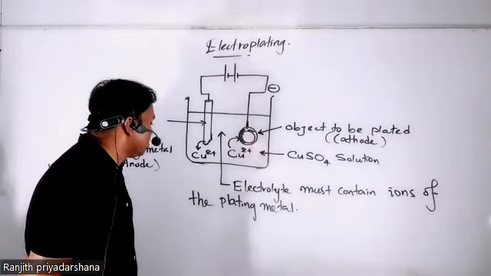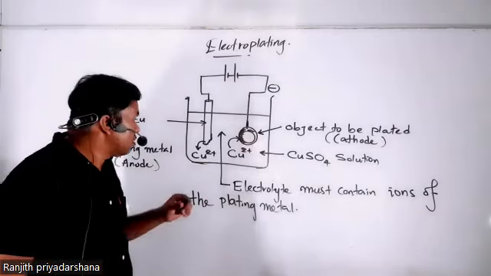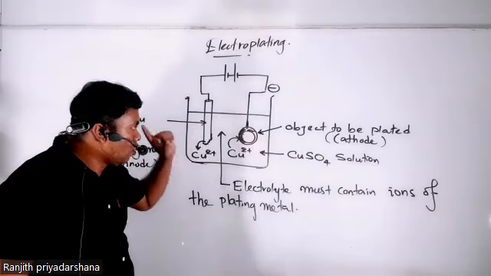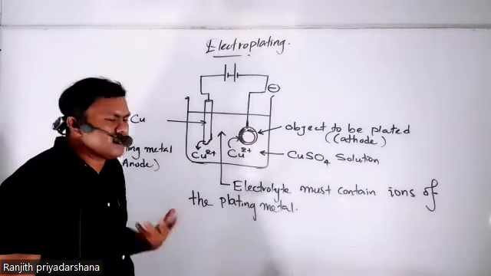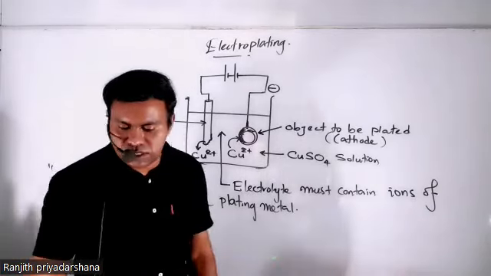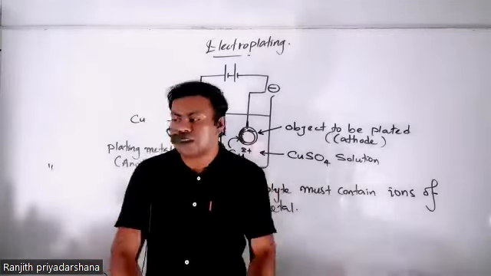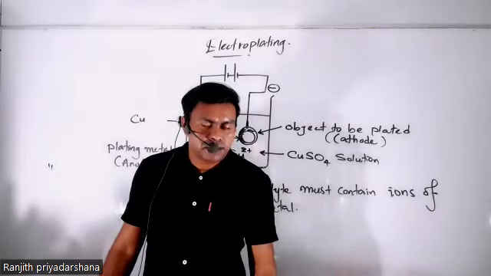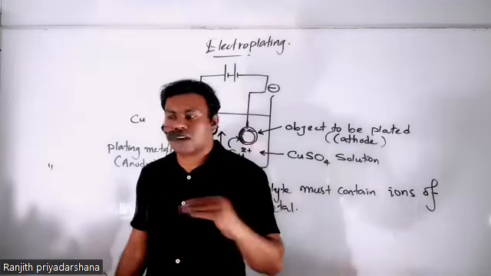Okay. So if you want to plate whatever the metal on an object, that object may be plastic or whatever the material. But before that, you have to apply a graphite layer, next a copper layer, then a nickel layer, finally a chrome layer.